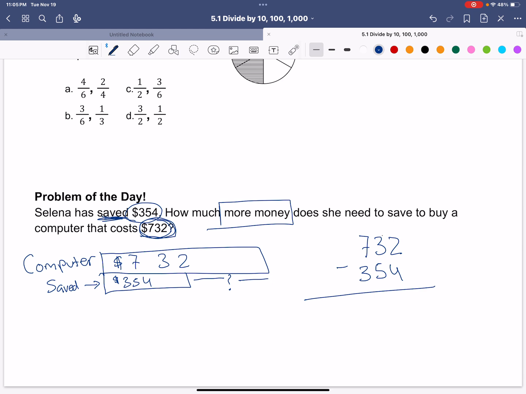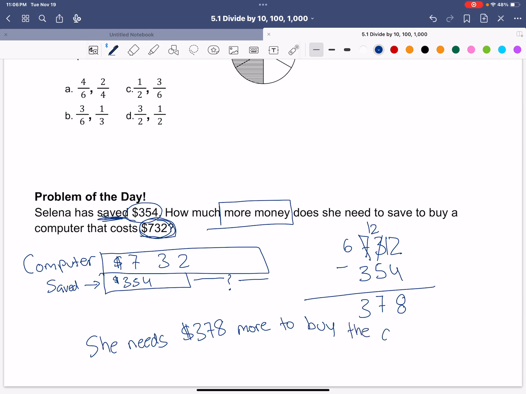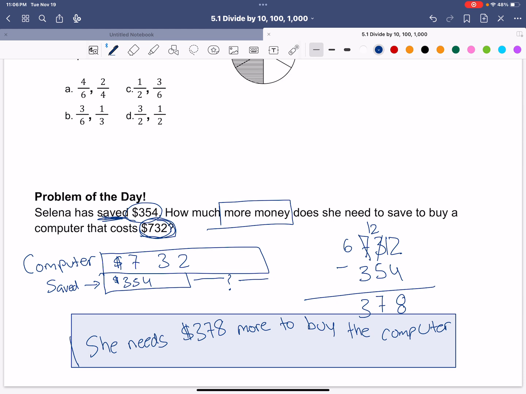2 minus 4, can't do it. Borrow from your neighbor. 12 minus 4 is 8. 2 minus 5, can't do it. Borrow from your neighbor. All right, 12 minus 5, that's going to be 7. 6 minus 3 is 3. So how much more money does she need? She needs $378 more to buy the computer, right? All right, go ahead and box your answer and you're good to go, right?